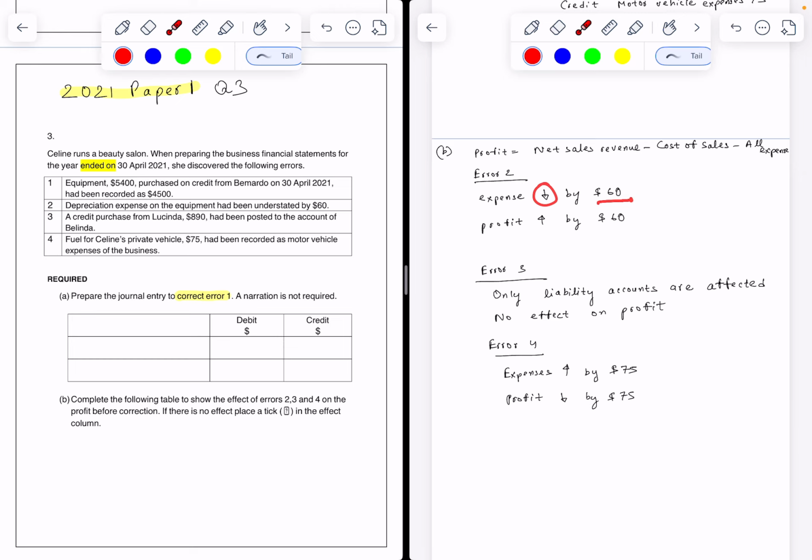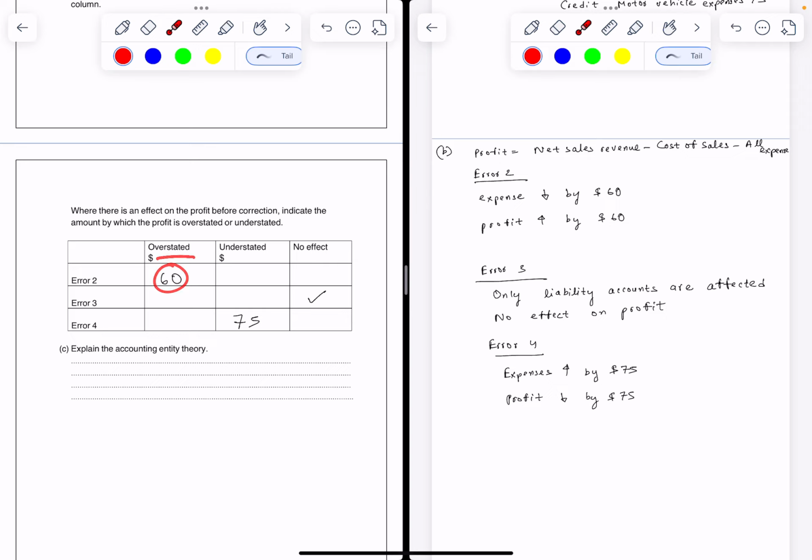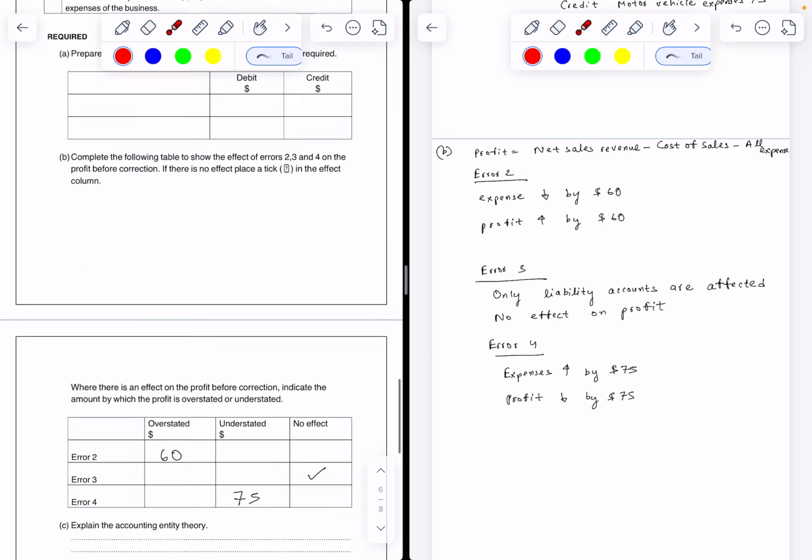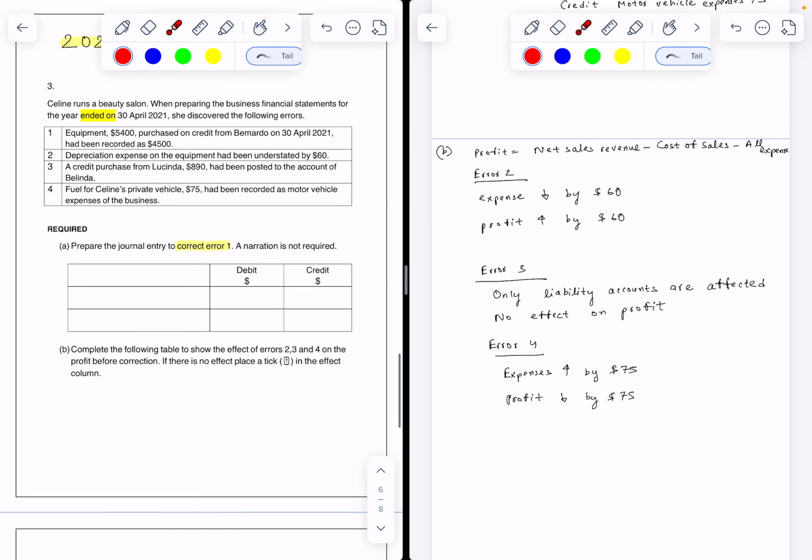Expenses and profit have an inverse relationship with each other. So expenses are understated by $60. This means that you would have made an error by overstating profit by $60, right? So for the second error, we will write $60 in the overstated column, to show that due to that error, the profit was wrongly overstated by $60. So what about error 3?